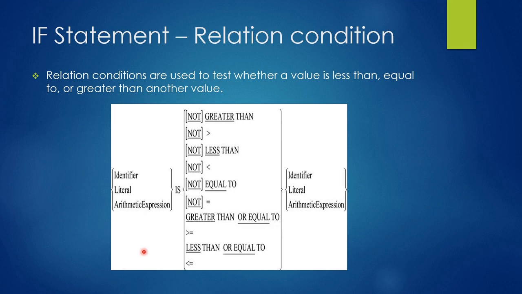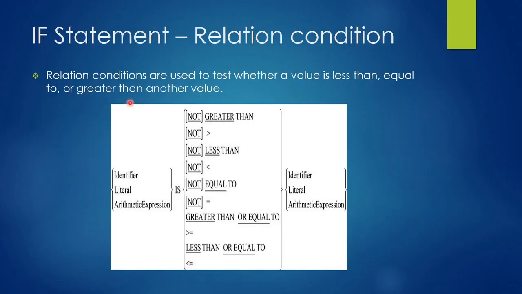One value can be an identifier or a literal or an arithmetic expression. Then you can write the IS keyword. Then you can use any of the comparison operators like GREATER THAN in alphabet or the greater than symbol, LESS THAN in alphabet or the less than symbol, EQUAL TO in alphabet or the equal to symbol. You can merge two comparative operators as well, like GREATER THAN OR EQUAL TO in alphabet, or the greater than sign and equal to sign together. Similarly, you can write LESS THAN OR EQUAL TO in alphabet, or the less than sign and equal to sign together.